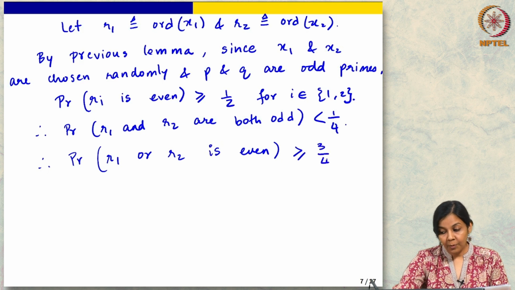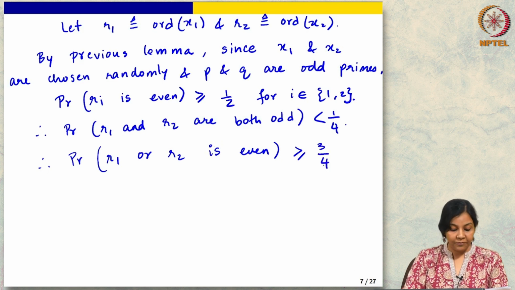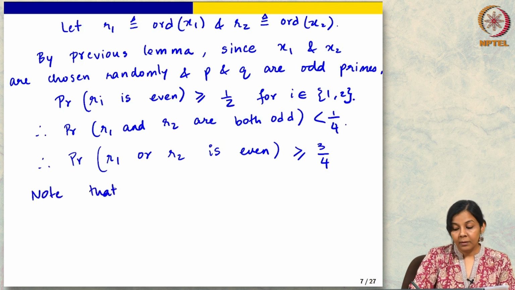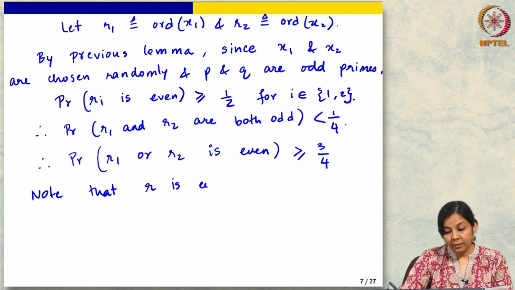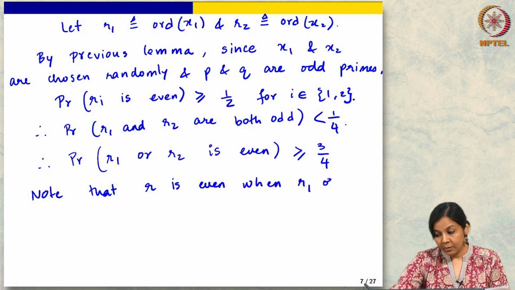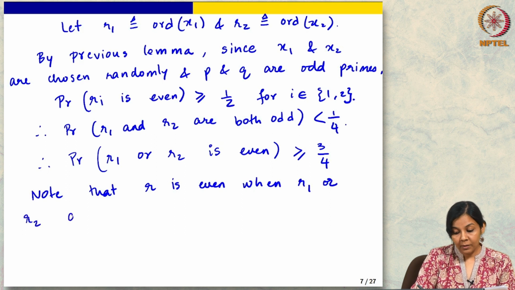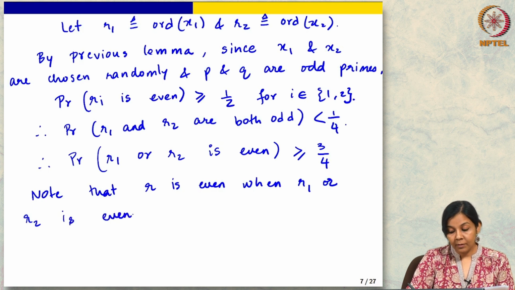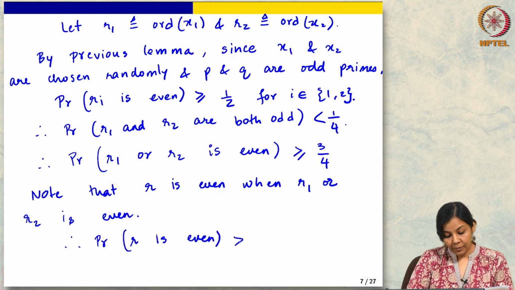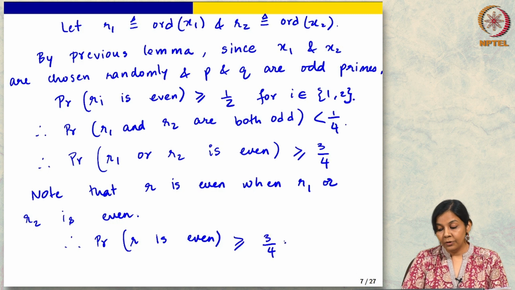This happens with probability at least 3/4, and note that R is even when R1 or R2 is even. Okay. So, the probability that R is even is greater than or equal to 3/4.